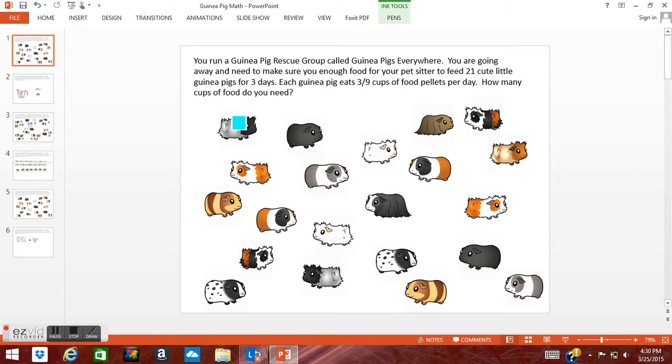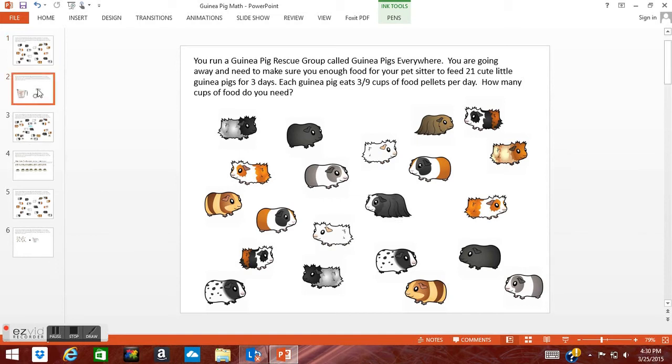So you run a guinea pig rescue group called Guinea Pigs Everywhere. You're going away and need to make sure you have enough food for your pet sitter to feed 21 cute little guinea pigs for 3 days. Each guinea pig eats 3/9 cups of food pellets per day. So, how many cups of food are you going to need?